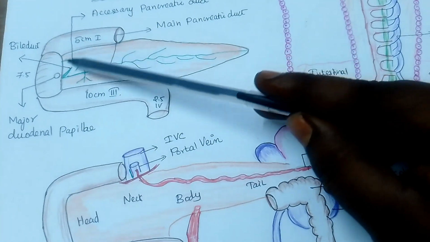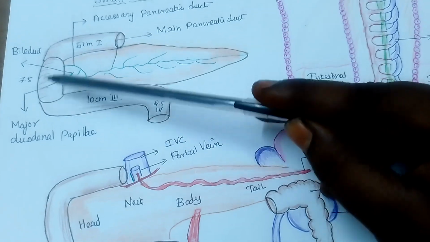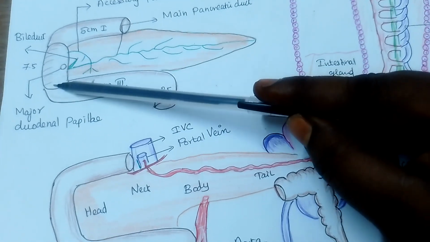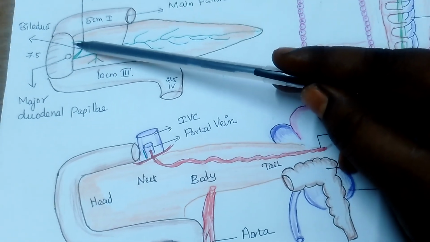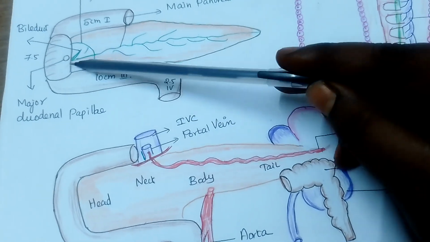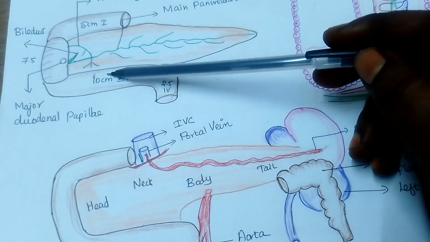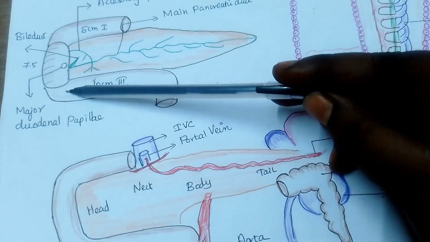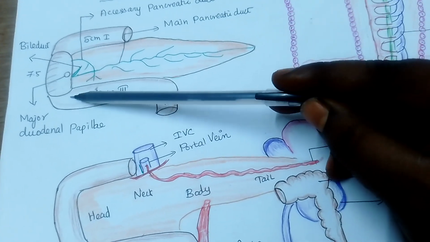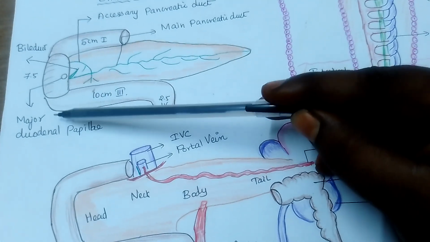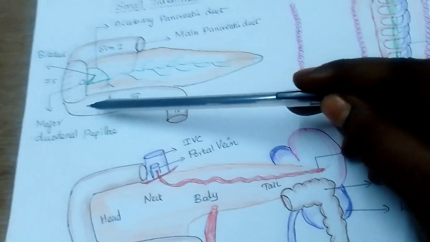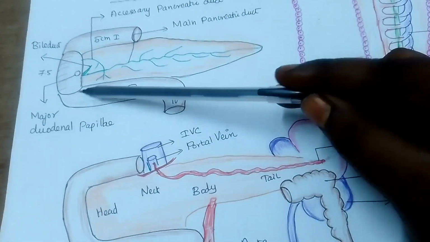Okay. So the second one is called the descending part. It is nearly 7.5 centimeters. If you see the cut section of this part, the major and minor papillae are present over here. Anteriorly will be the transverse colon and the jejunum. Posteriorly will be the hilus, the renal vessels, and the right colic flexure will be present on the anterior side.